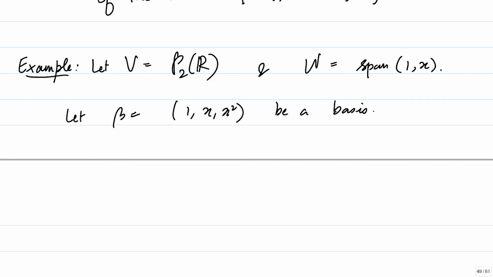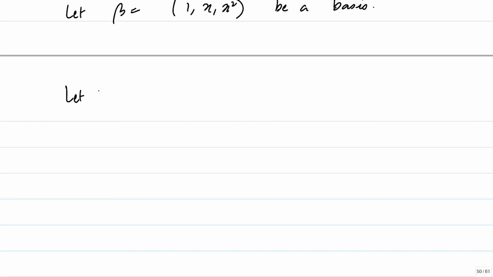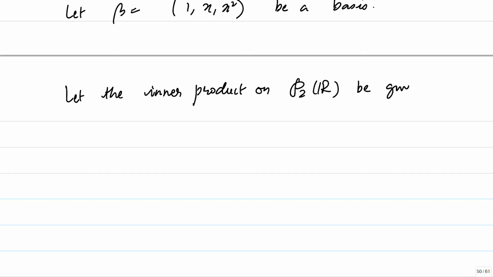Okay, so what is the inner product that we are working with? So let the inner product on P2 of R be given by inner product of f comma g, two polynomials of degree less than or equal to 2, defined to be the integral from minus 1 to 1 of f times g bar.